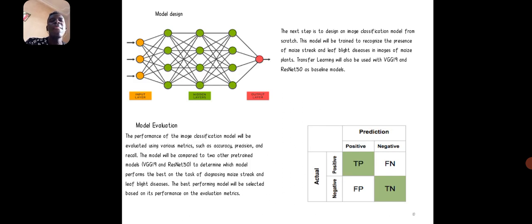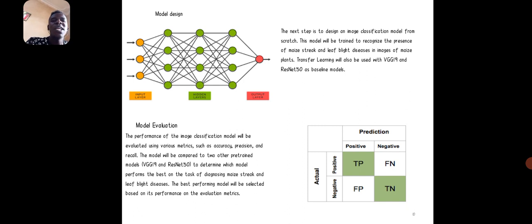We shall also design our model using a deep learning model, which in our case will be a convolutional neural network, and also perform some transfer learning whereby we shall use two pre-trained models, VGG19 and ResNet 50, as our baseline models. The use of VGG19 and ResNet 50 as our pre-trained models shall be to fine-tune our model so that we improve its performance.